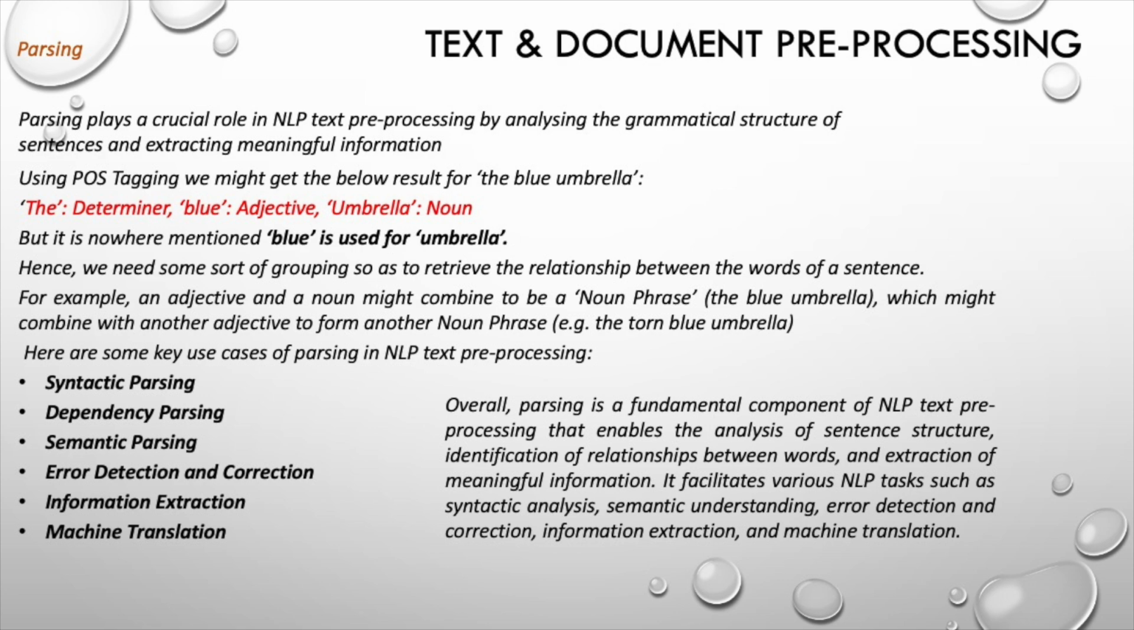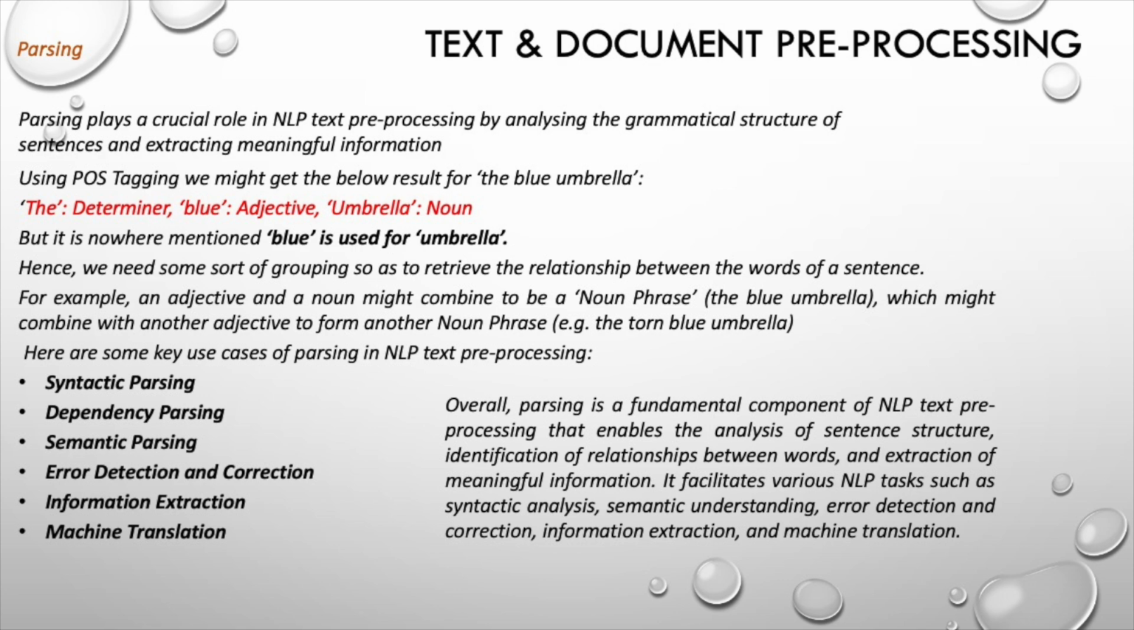Error detection and correction. Parsing can be utilized to identify and correct grammatical errors in text. By analyzing the syntactic structure of sentences, parsers can detect inconsistencies, missing or extra words, and incorrect word order. This helps in improving the quality and accuracy of text by suggesting appropriate corrections.